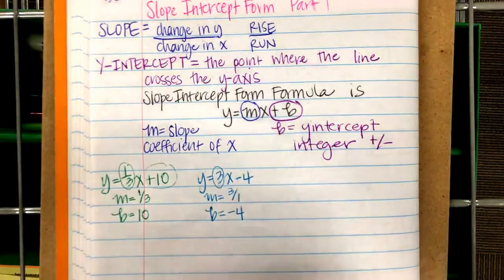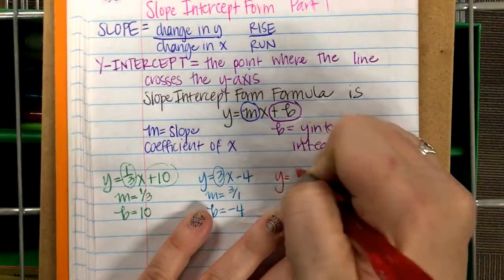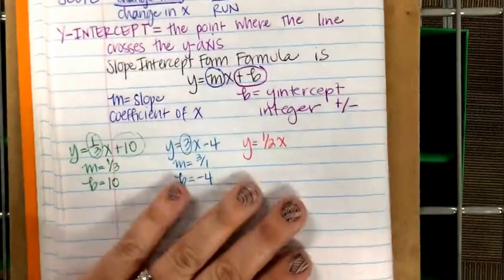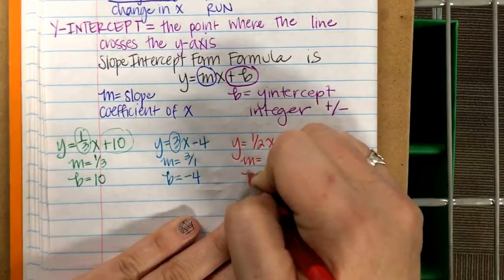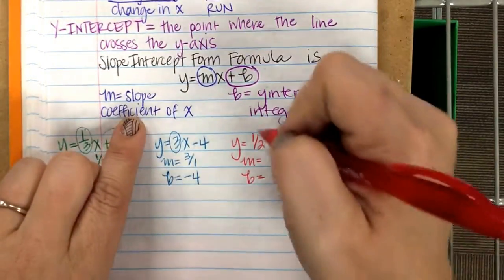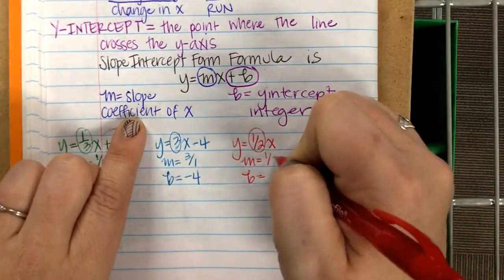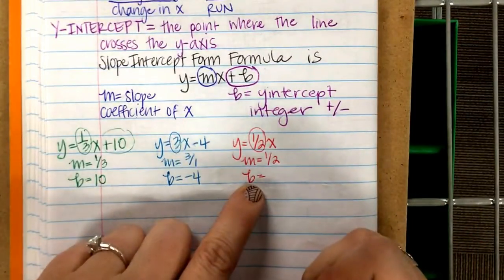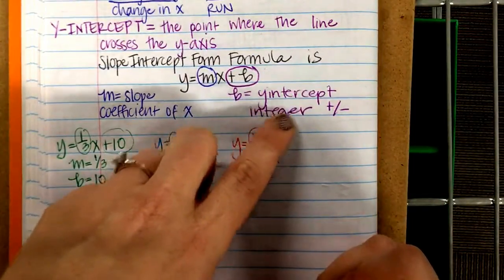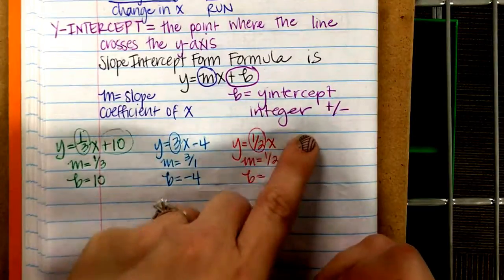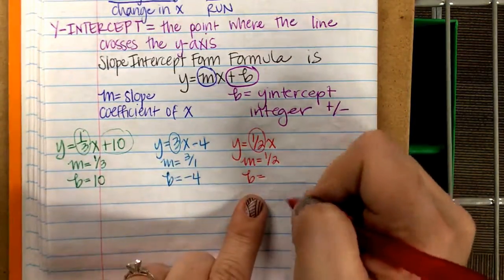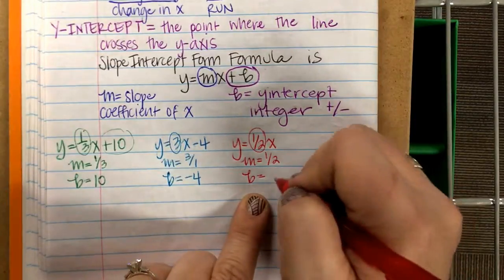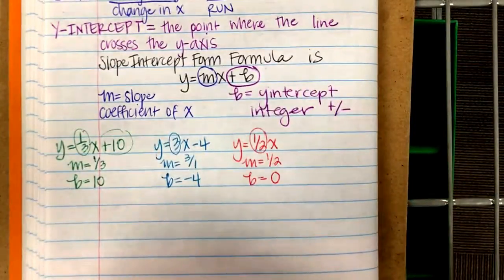Let's try another one. Y equals 1/2 x. So your slope is your coefficient of x, which is 1/2. And your b, your y-intercept, is the integer. It's the plus or minus number. What's being added or subtracted to this problem? Nothing. What number represents nothing? 0.